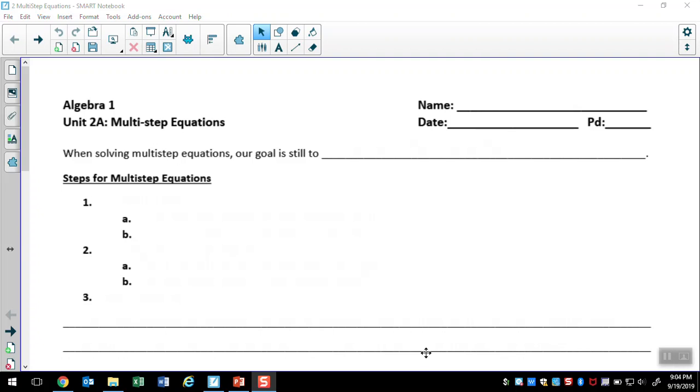Hi everyone, today we'll be working on solving multi-step equations. When solving multi-step equations, our goal is still to isolate that variable. So here are steps for solving multi-step equations.